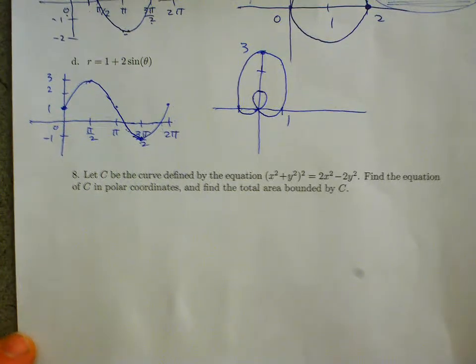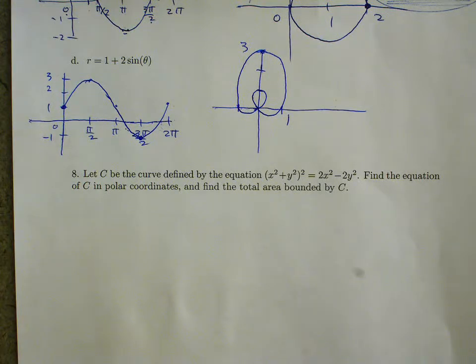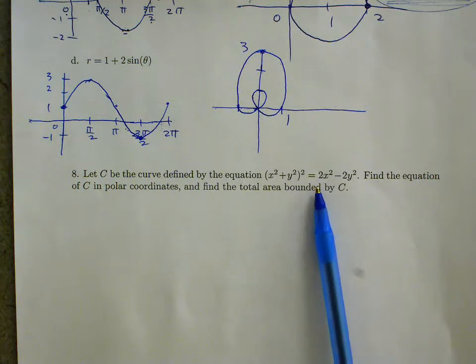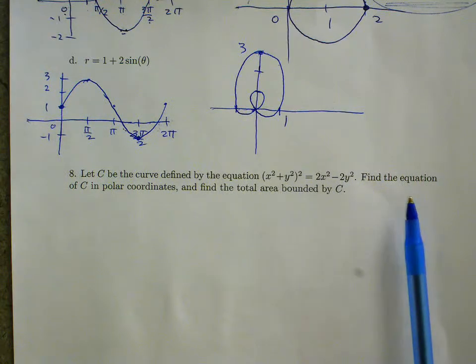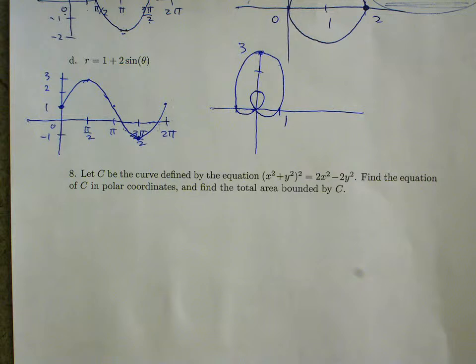Let C be the curve defined by the equation (x squared plus y squared) squared equals 2x squared minus 2y squared. Find the equation of the curve C in polar coordinates, and then find the total area bounded by C.